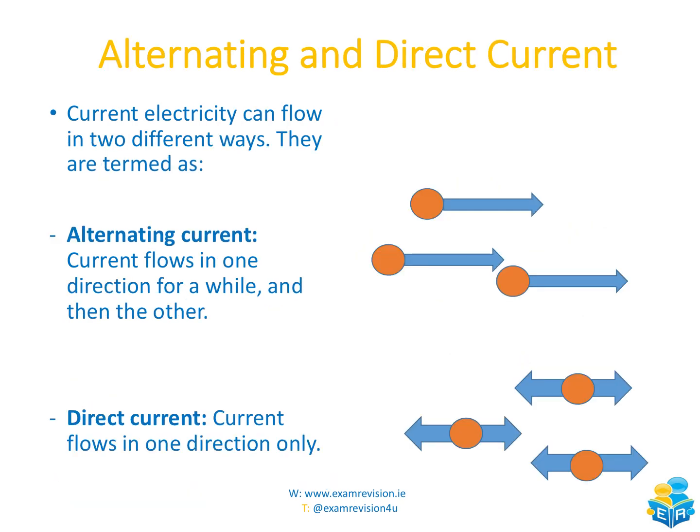Now, just on that, we're going to talk about two different types of current when we mention current electricity. We will come back to this towards the end of the presentation as well. It's just to mention it now. Current electricity can flow in two different ways. They can be referred to as alternating current. This is where current flows in one direction for a while and then can go the opposite direction. That's what the diagram down here represents. Or we have direct current, and this is current that flows in one direction only. Sometimes they're referred to as AC and DC, AC standing for alternating current and DC standing for direct current.